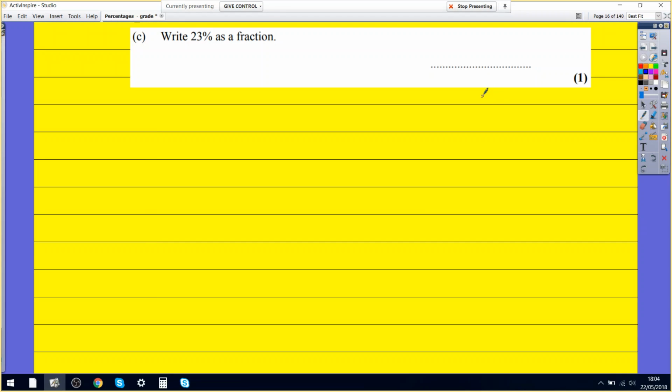How about this one? This is working backwards from a percentage to a fraction. Would it just be 2 over 10? So that would be if it was 20%. 2.3 over 10? Usually the way we would write it would be 23 over 100. Percent means out of 100. It comes from 100 cents in a dollar. Sorry, this one as a fraction? 19 out of 100. Well done.